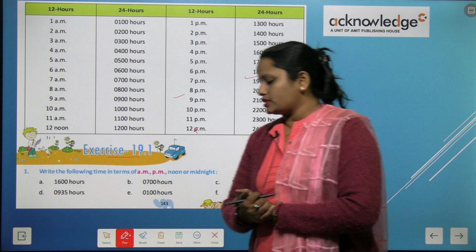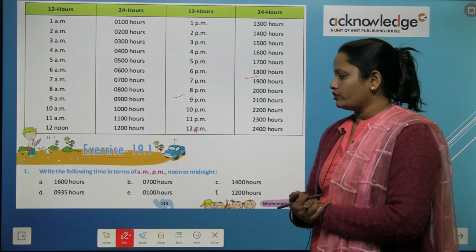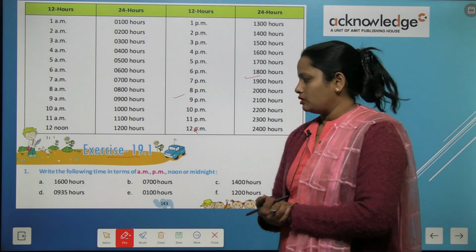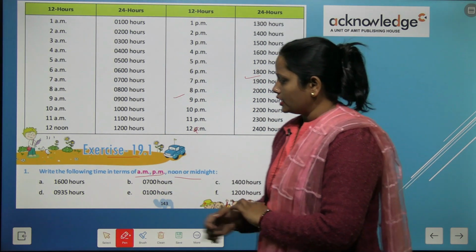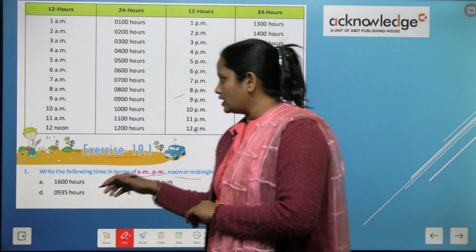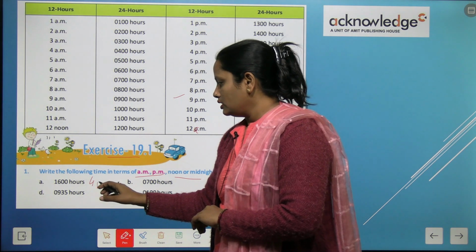Now let's do this exercise 19.1. Write the following time in terms of AM or PM, noon और midnight. या तो हम AM PM लिखेंगे या फिर noon और midnight लिखेंगे. So here it is 16 hours. Here you can see 16 hours means 4 PM.